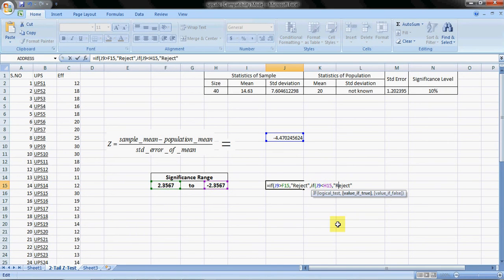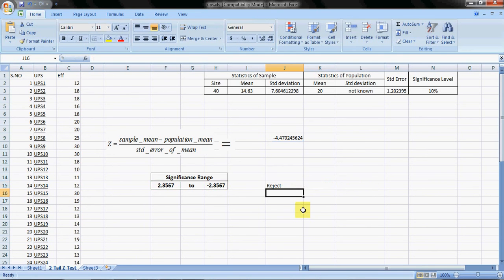Now if neither is rejected, so it falls between these two values, then we will accept the hypothesis. So here is our formula. Here we will reject because this value falls out of this particular range. This means the claim the executive has made, that the average UPS backup is 20 minutes, is false. So we will simply not purchase the UPS.